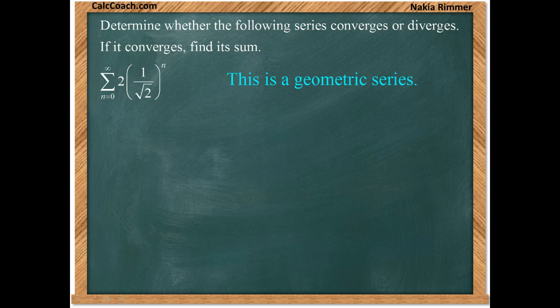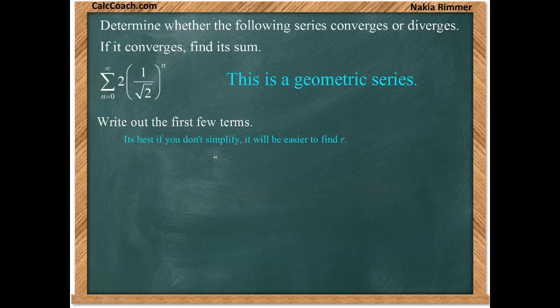There's some number that's being multiplied from term to term. We call that number the ratio, and that number gets the variable r. In order to find it, we have to write out the first few terms. It'll be easier to find r if we don't simplify. So let's think of the first term.